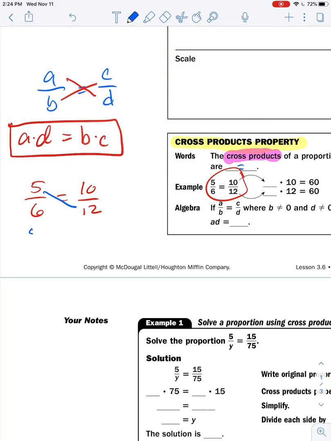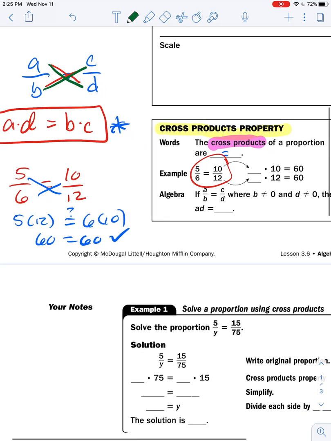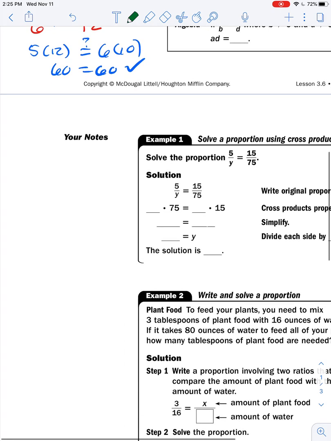The more efficient way to do these once we're trying to compare or solve is to check those cross products. Does 5 times 12 equal 6 times 10? And then a quick check on your calculator shows, yeah, those are equal. So that is an equal proportion. So this is the real gist of it. And again, it's called cross products because you're making this crisscross and you're multiplying, which is a product.